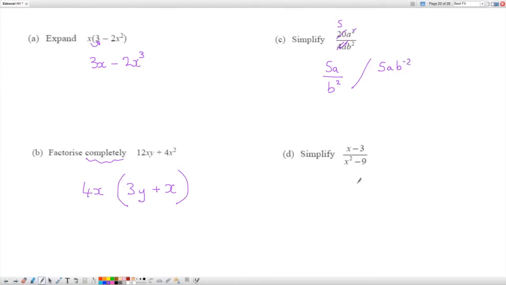In our next fraction, we have at the bottom x squared minus 9. We can spot that we have the difference of 2 squares. We have a square term and a square number. So we can split our denominator into x minus 3 bracket x plus 3, which means we can then cancel this and this, which leaves us with 1 over x plus 3.